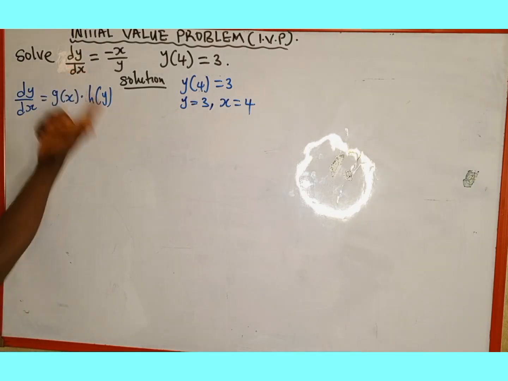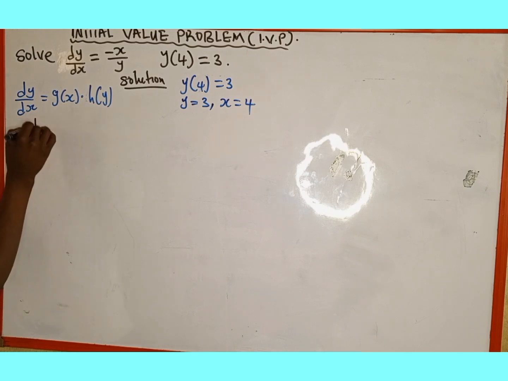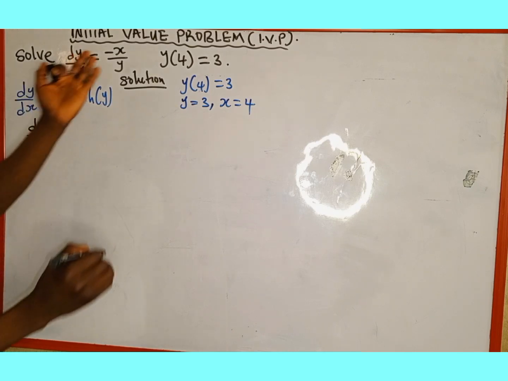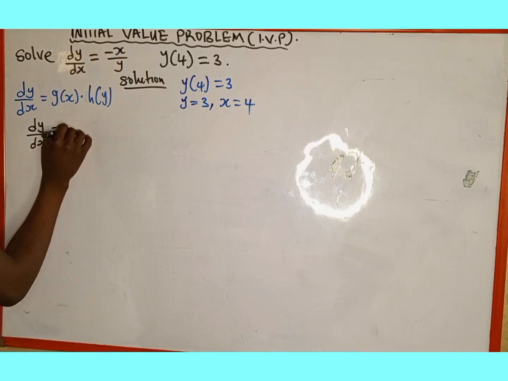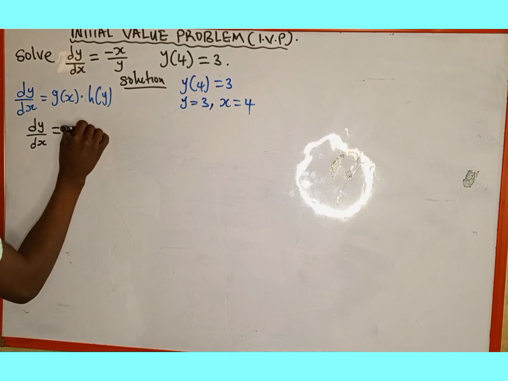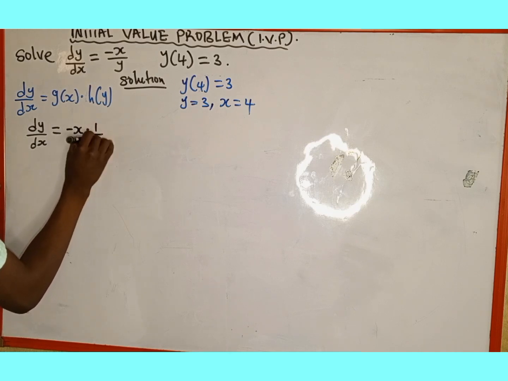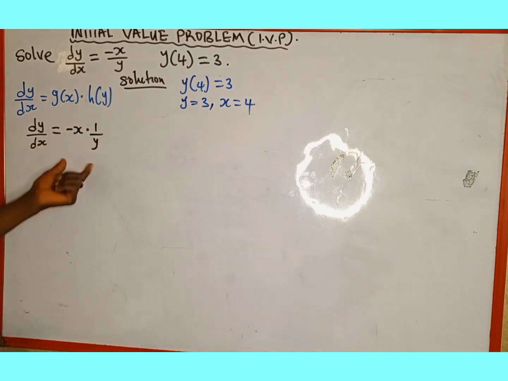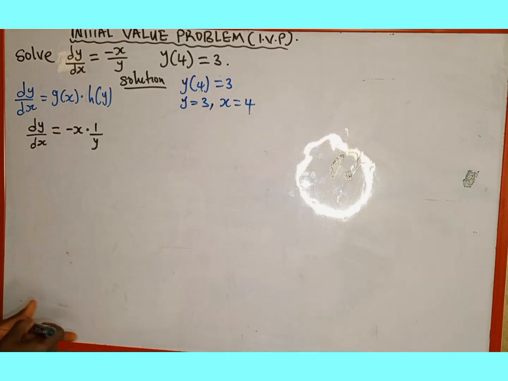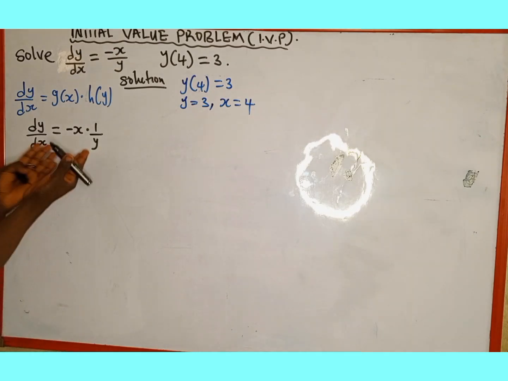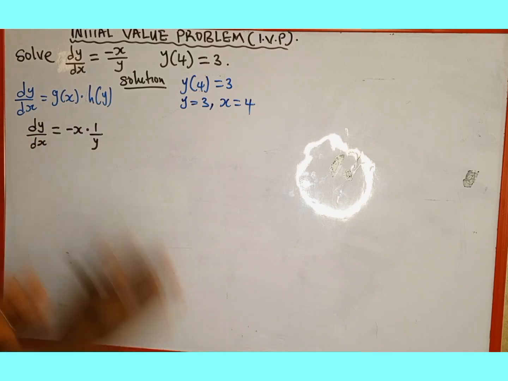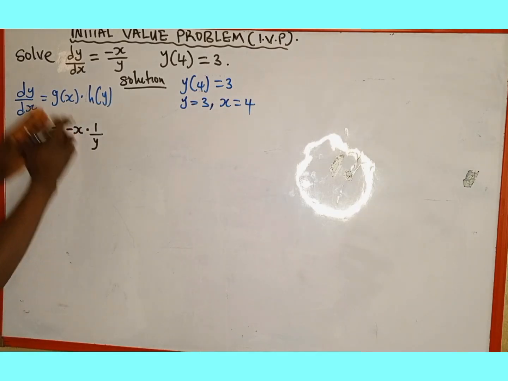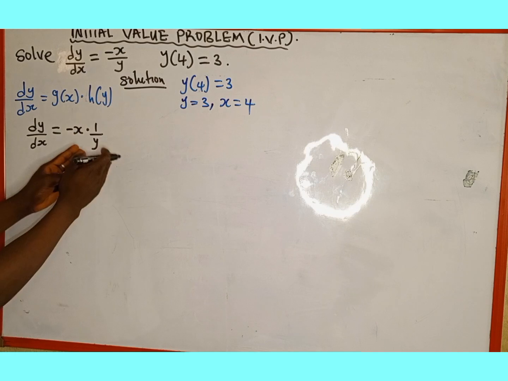Already dy over dx is the subject of the formula, so we can just copy that. Is equal to what? Now we are going to separate x from y. So this can be written as minus x multiplied by 1 over y. If you simplify this, we are going to get our given differential equation back. So this differential equation is successfully separated. This is the term of x, and this is the term of y.